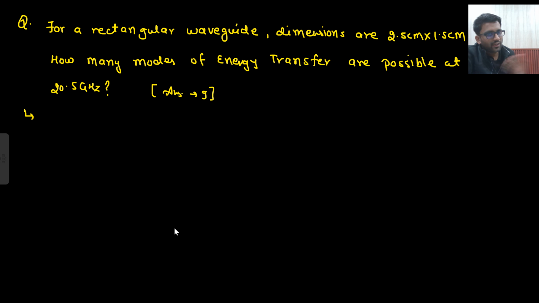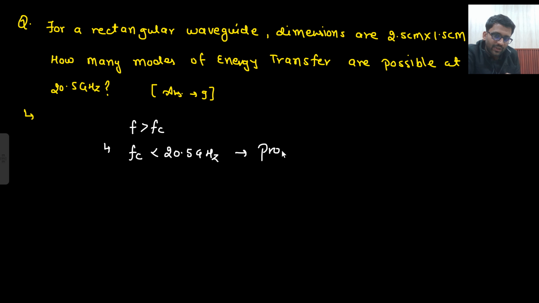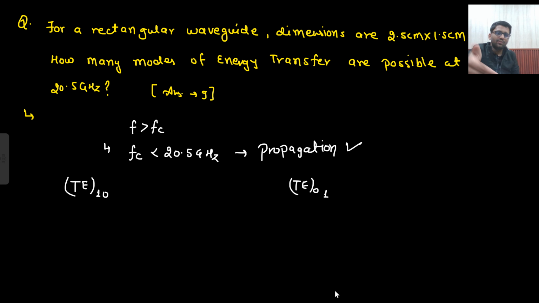So for that, what I need to find? Cutoff frequency I need to find. Because if my f is greater than fc, or I can say, if my cutoff frequency is less than 20.5 gigahertz, that means propagation is there. So I need to find the cutoff frequencies. How will I start? First I will find the cutoff frequency of TE10, that I already know. I will go step by step, like TE10, 20, 30. Then I will find for TE01, 02, 03. Then where m and n both are not equal to 0.